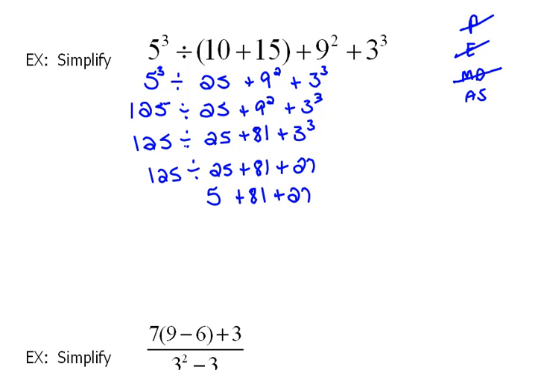We're done with all multiplication and division now. Now we're just down to addition and subtraction, which all we have here is addition. So 5 plus 81 would be 86, plus 27 would be 113. So our final answer there is 113.